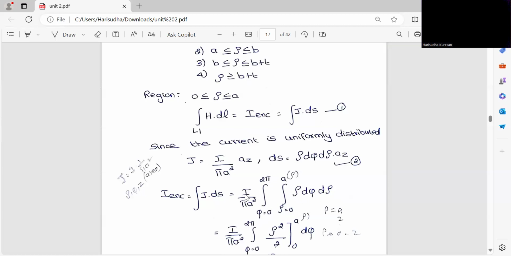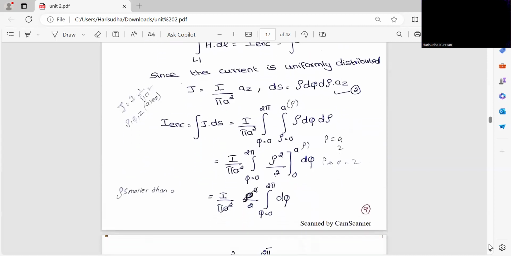So taking the constant terms outside, I divided by pi a square, integral phi from 0 to 2 pi and integral rho from 0 to a, rho dphi drho. When you integrate dphi, the value will be phi. When you integrate rho drho, you will get rho square by 2. That is what I have written here.